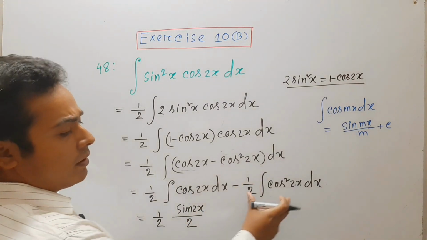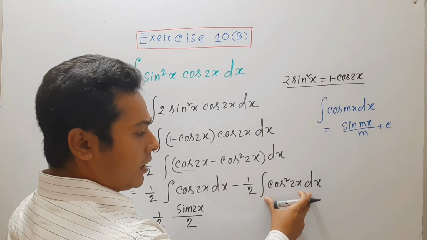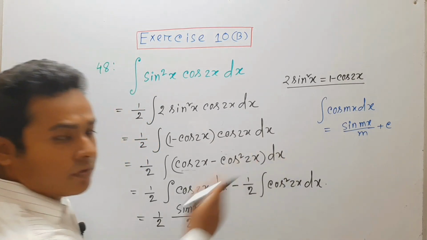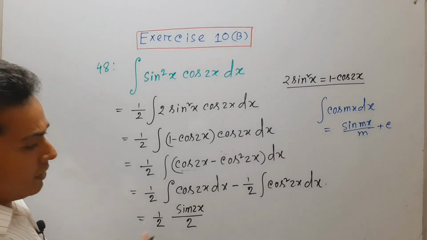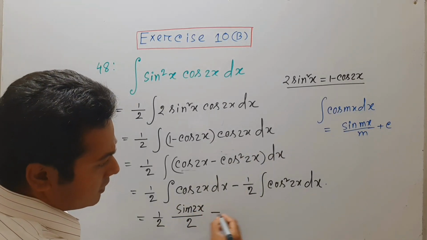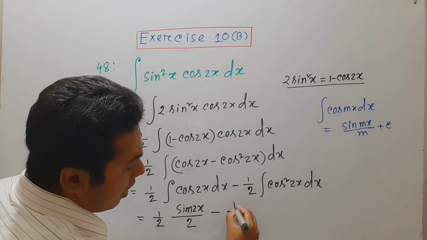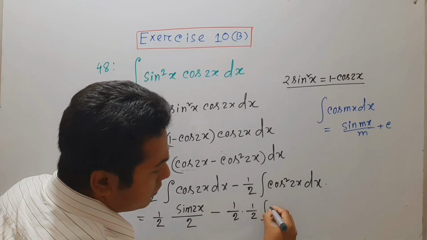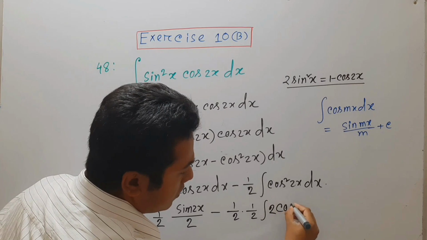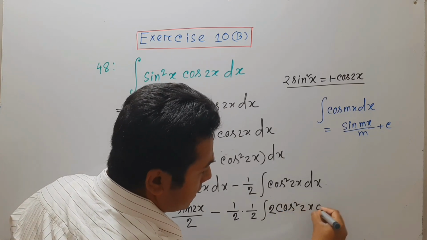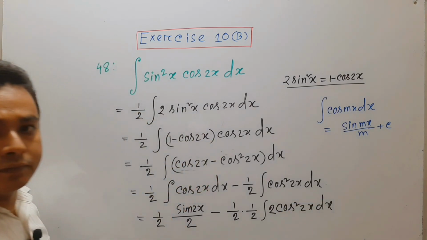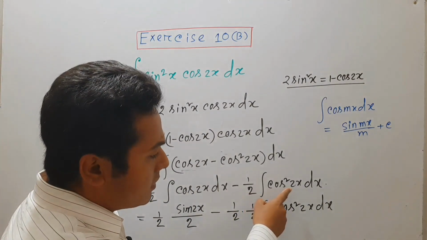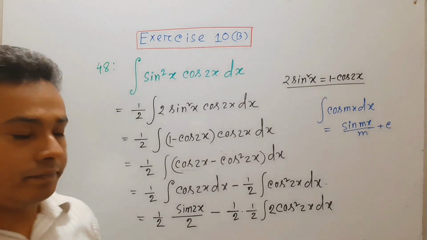So we have another integral. After completing this integral, we want to use the integral constant. Minus half into 2 cos square 2x dx. Dear students, this is cos square 2x.